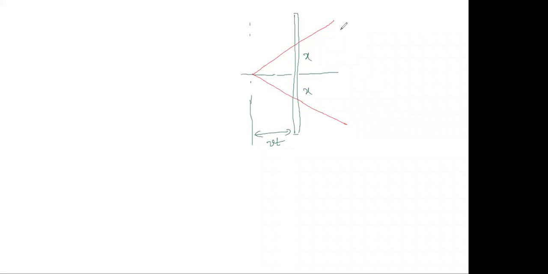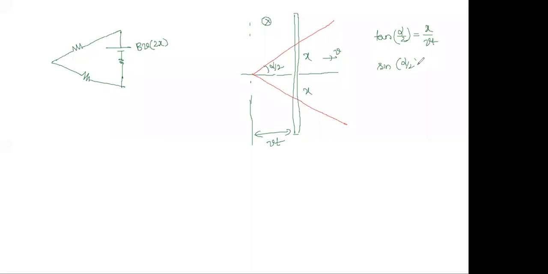So the equivalent circuit has to be drawn. The magnetic field is going into the page, and the velocity is like this. What is the corresponding equivalent circuit? What is the source? So B V 2x, where x by Vt is sine alpha by 2.